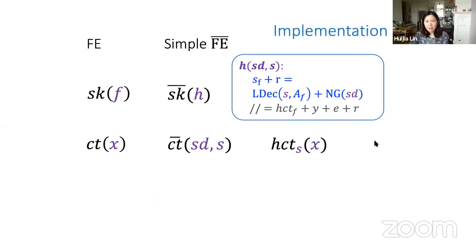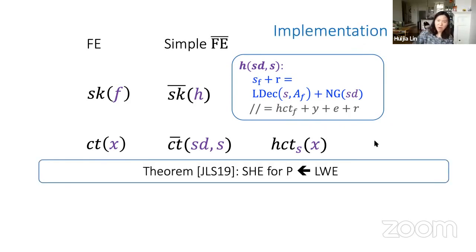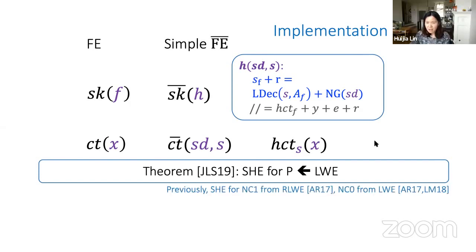Next, what are those tools that we need and can we have them? Well, one tool that we need is this special homomorphic encryption, and actually we show that we can get special homomorphic encryption with this special decryption equation all the way for P from LWE. Previously there has been some construction, but they do not handle polynomial computation.